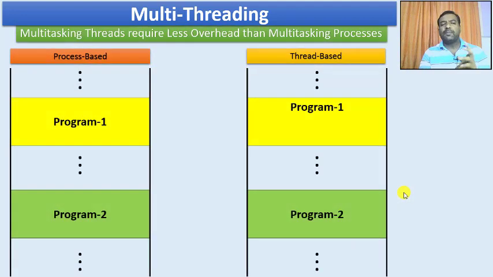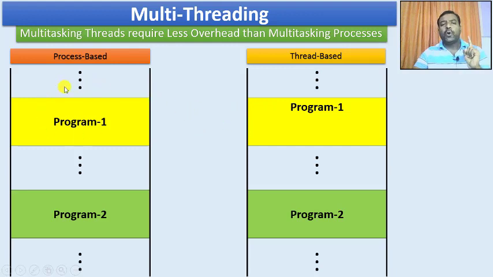So now when this is process based and thread based, there are a few advantages. I can say thread based multitasking has the most advantage compared to process based. Whenever we talk about thread based, it is going to have less overhead than multitasking with respect to process based. That is what we say. Multitasking threads require less overhead than multitasking processes, because of one major point.